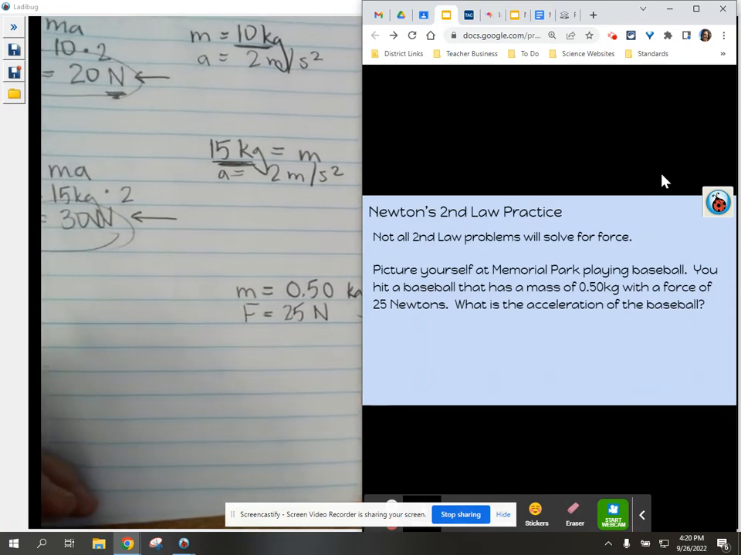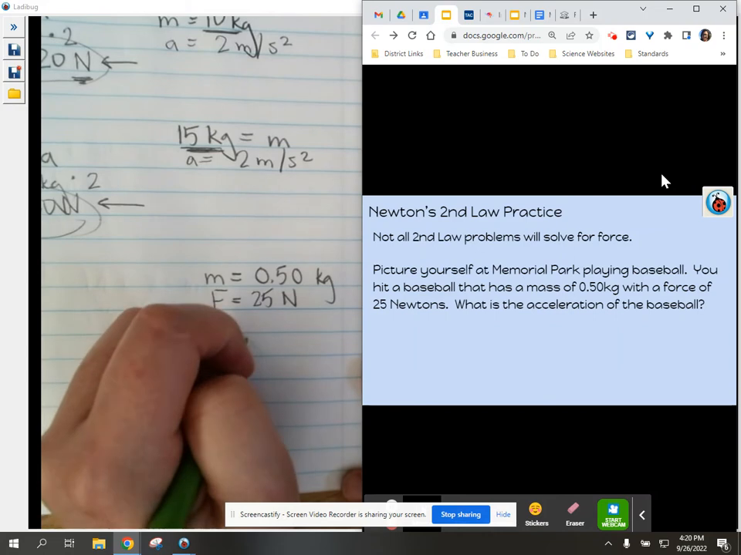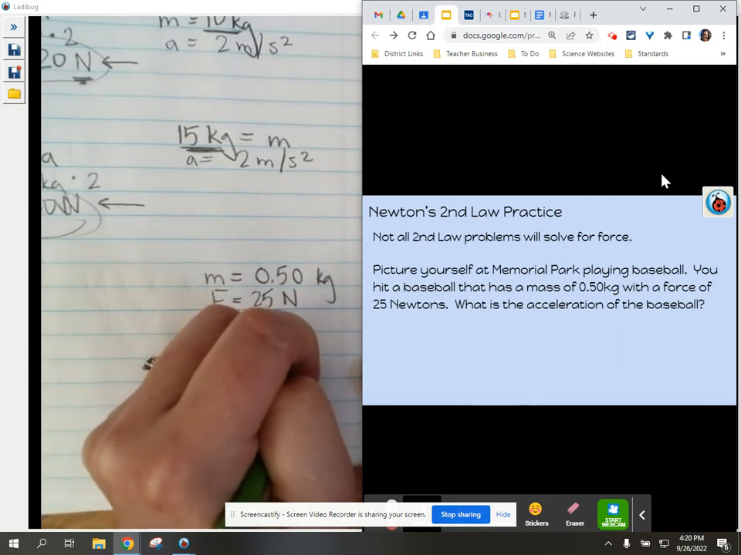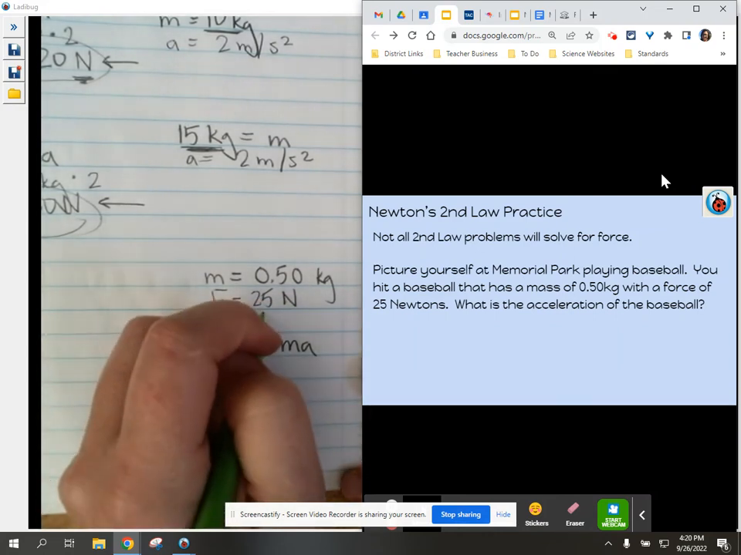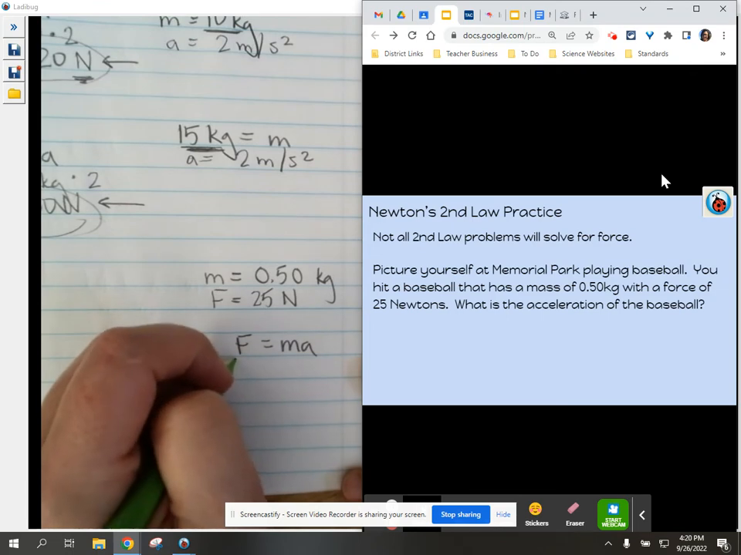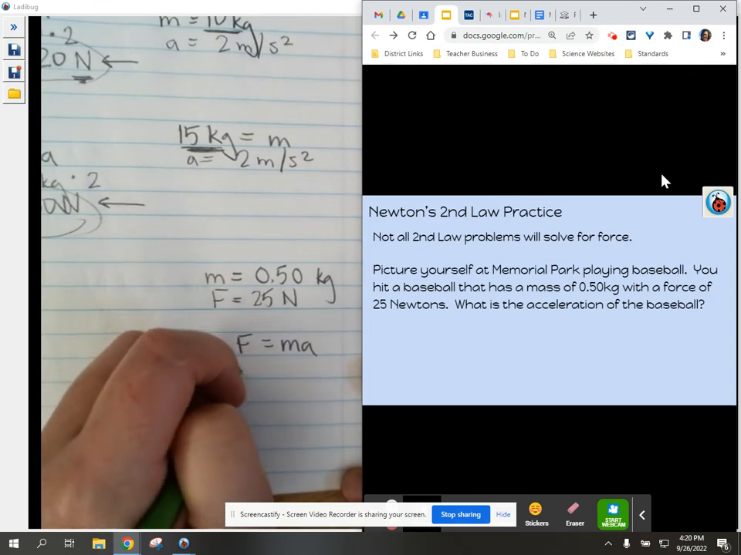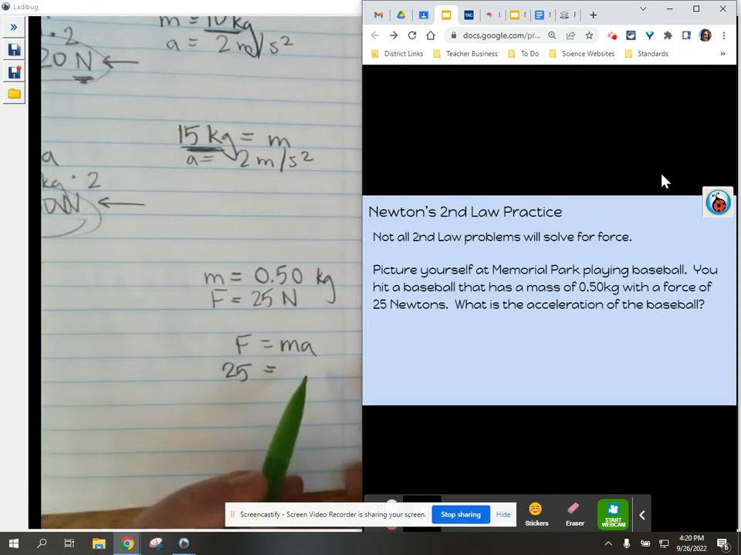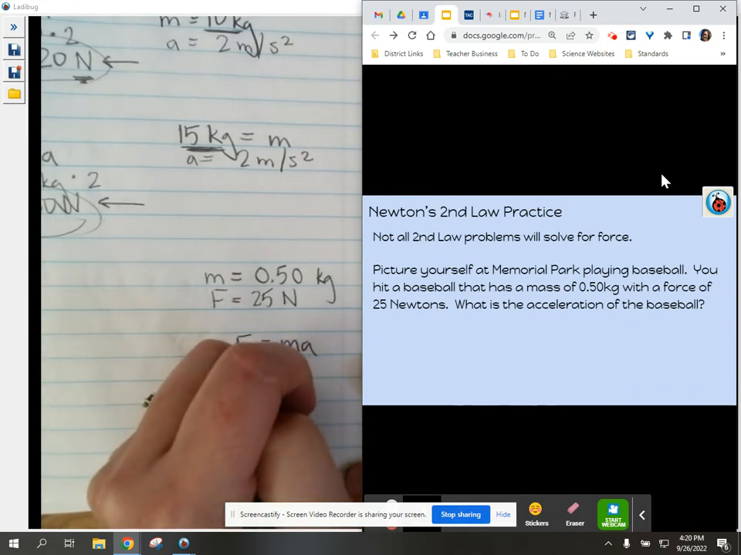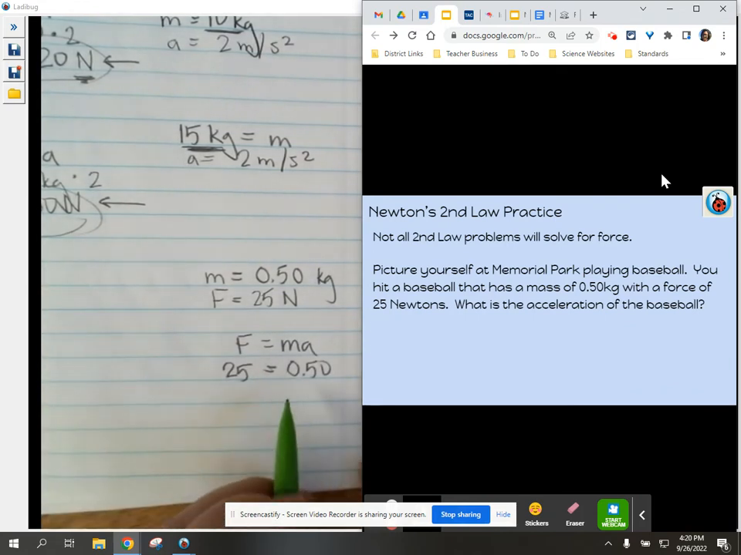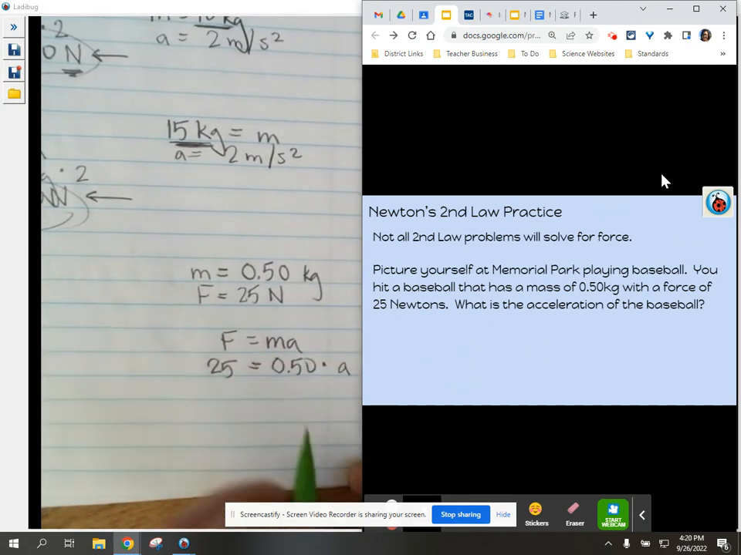Now, we're going to write down our equation. I'll just do it below. So F equals ma. So the force is 25 newtons. So we're going to stick that in here for force. And what else do we know? We know the mass. It's 0.50 kilograms times, what do we have left? The acceleration. That's what we're looking for.